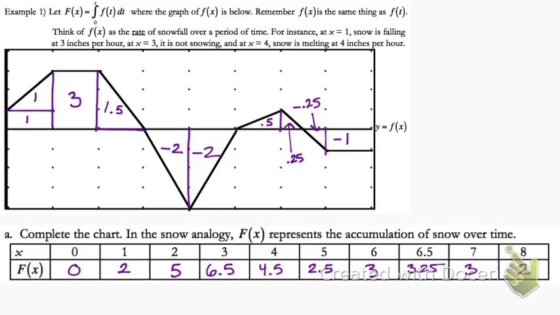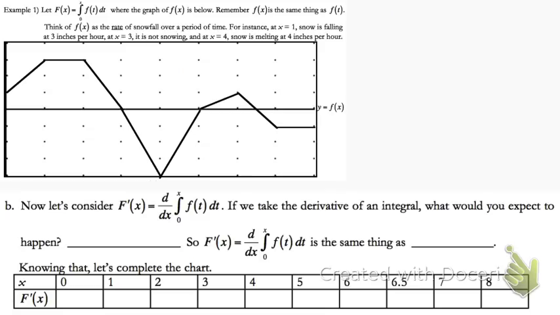So we're going to answer some questions about these numbers. So we finished part A. Part B says, now let's consider f prime of x equaling the derivative of the integral function, so the accumulation function. So now we start getting into this idea of an integral, specifically the integral is an accumulator, and how it relates to its derivative, and essentially what that means.